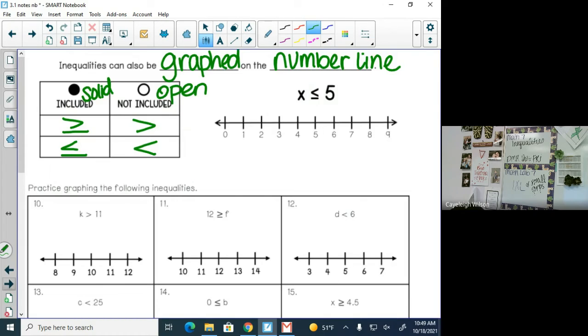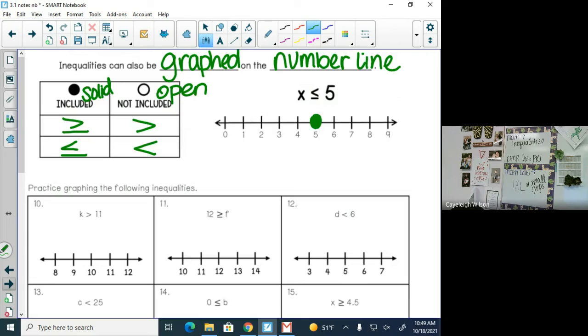And I look at the inequality. It does have the line. So if it does have the line under it, then I'm going to do a solid circle. Pay attention, big deal right here. I'm going to go to 5, and I'm going to put a solid circle on it, because the or equal to part is on that inequality. So that number is included. Can we also call it the solid circle and closed? Yeah, you can call it closed.